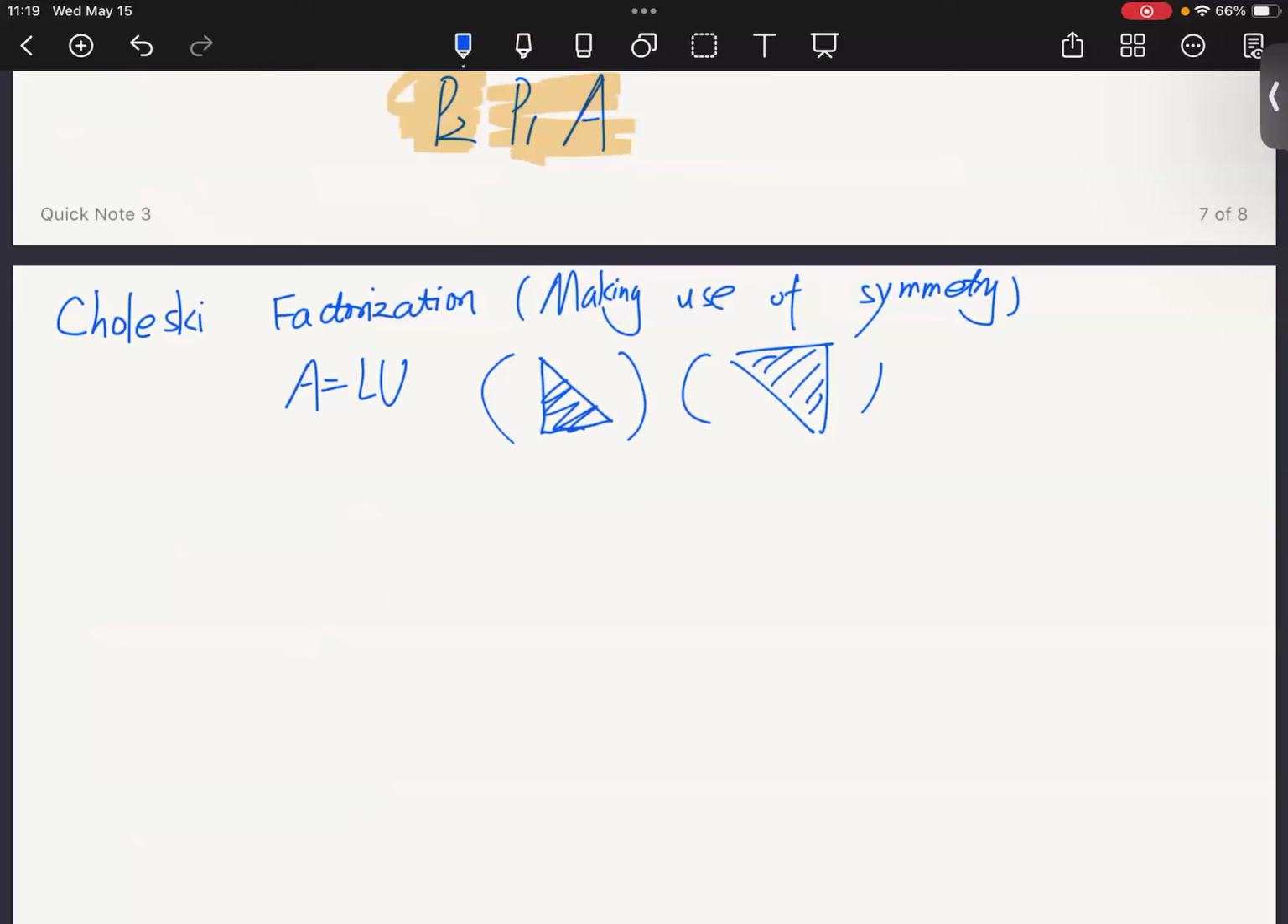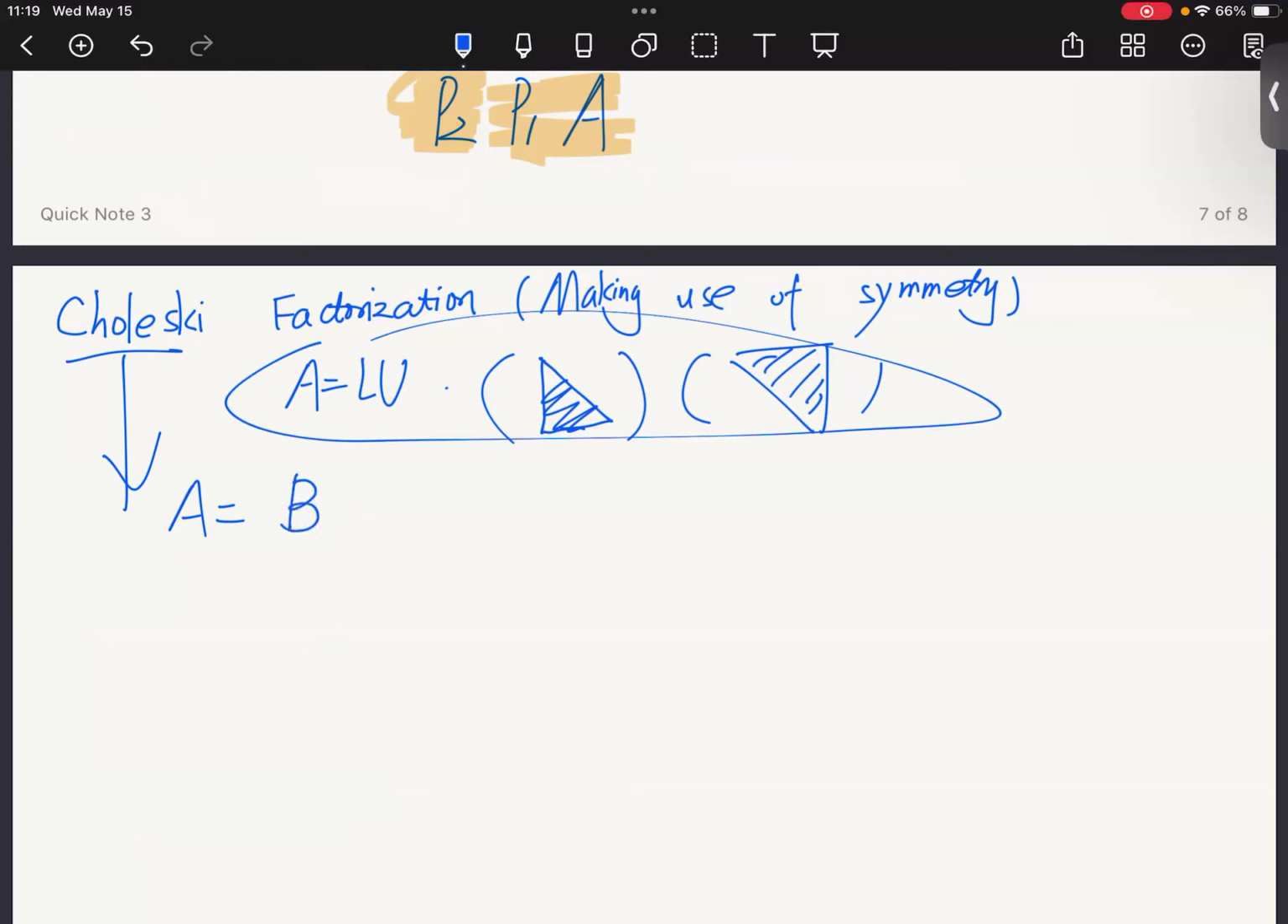So what happens in the Cholesky factorization? The idea is to factorize matrix A. So this is the LU factorization, but for the Cholesky factorization, you are going to factorize the matrix into B and then B transpose. And what is the B here? B is a lower left triangular matrix.